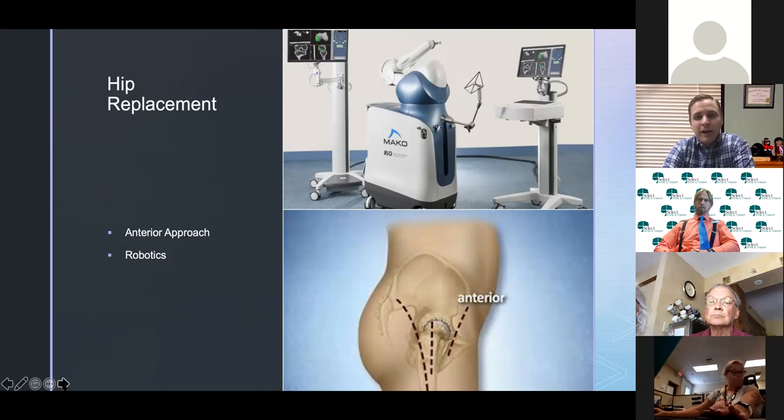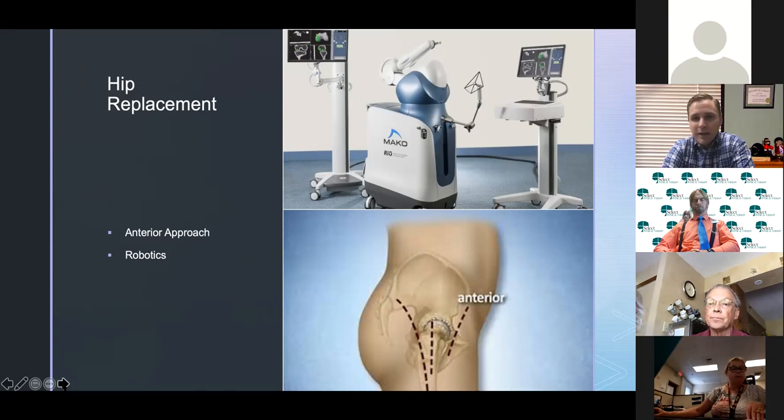But when we look at it, the things that we have going for us: anterior approach, going in from the front of the hip, we don't cut any muscles. It makes recovery a lot faster. Patients really do phenomenal with that. And then the next area that really has expanded our ability to fine-tune how we place these parts in there is robotics.